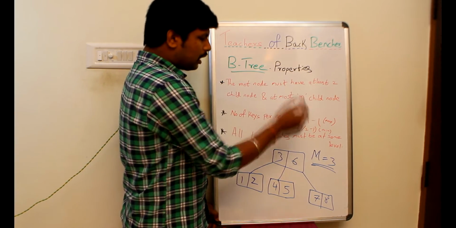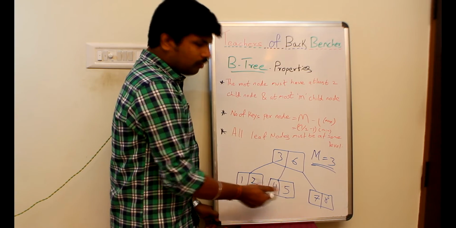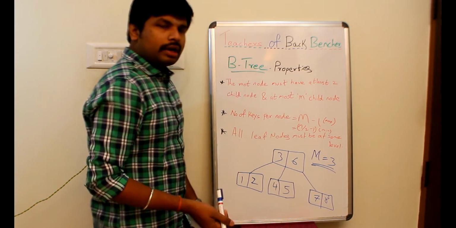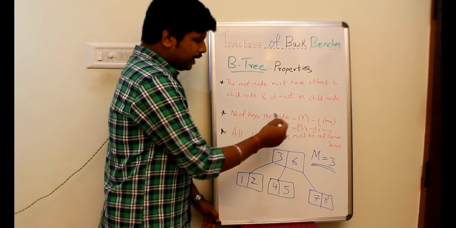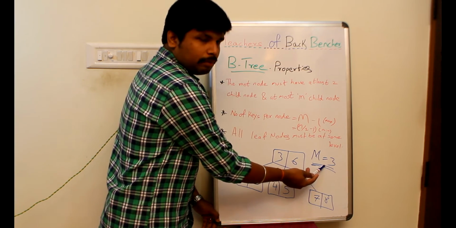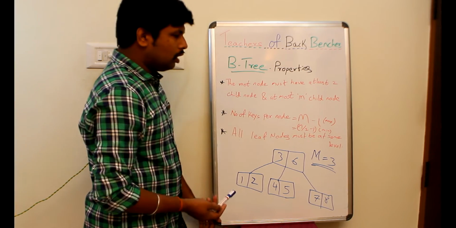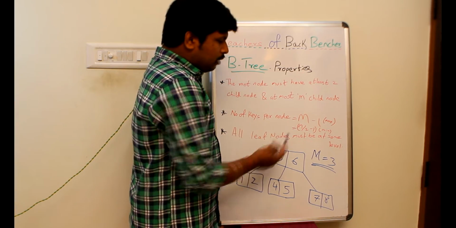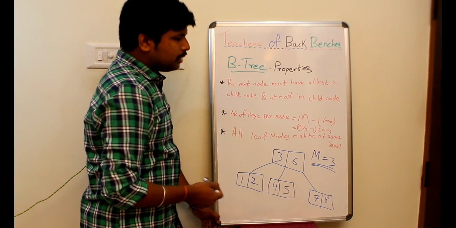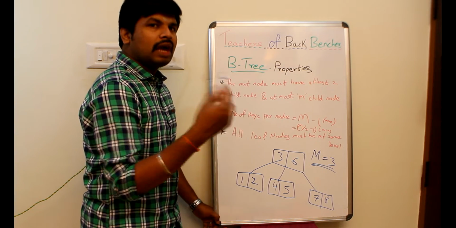Let's refresh the properties. The root node must have at least 2 child nodes and at most m child nodes. Here C1, C2, C3, 3 children are available, which is equal to the order m. Next, number of keys or values per node: maximum is m minus 1. So m is 3, m minus 1 is 2, so a maximum of 2 values is available in all nodes. The minimum is m by 2 minus 1. And the last property: all leaf nodes must be at the same exact level, the leaf nodes being the ones that don't have any child nodes.